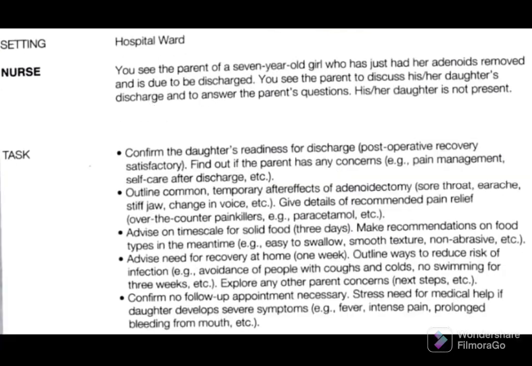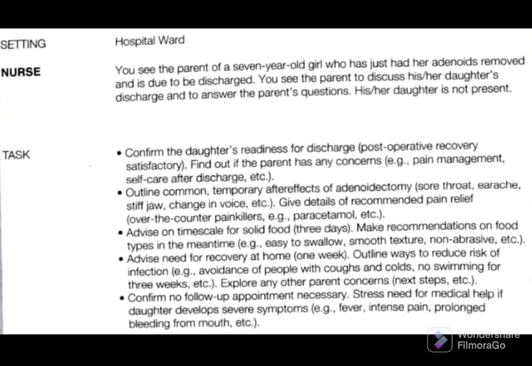The next card is somewhat different. You can see that it is a hospital ward, and you see the parent of a 7-year-old girl who has just had her adenoids removed and is due for discharge. You see the parent to discuss his or her daughter's discharge and to answer the parent's questions. His or her daughter is not present. The first task is to confirm the doctor's readiness for discharge, that post-operative recovery is satisfactory, and find out if the parent has any concern like pain management and self-care after discharge.